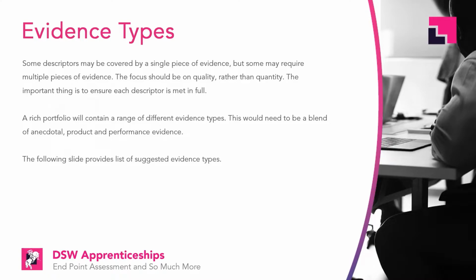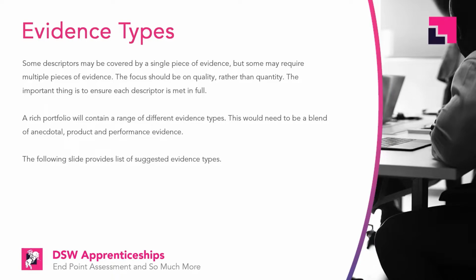Evidence types. One piece of evidence could span several descriptors, so they could use one context statement and additional pieces of evidence to cover multiple descriptors. Conversely, there may be descriptors which require several pieces of evidence in order to meet them in full.